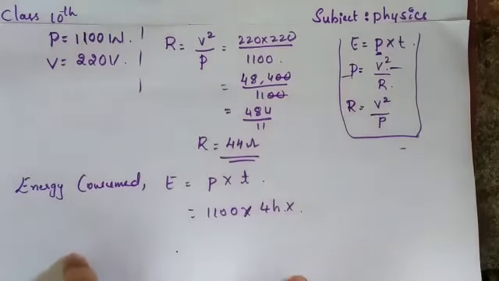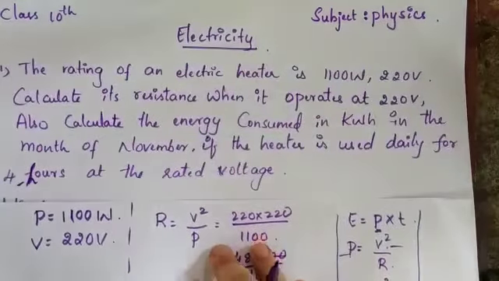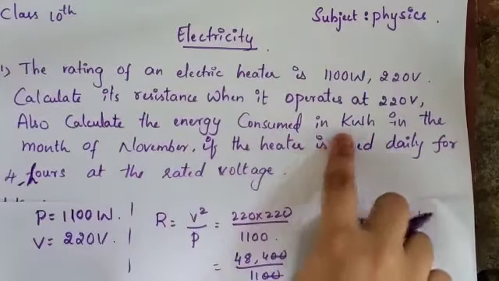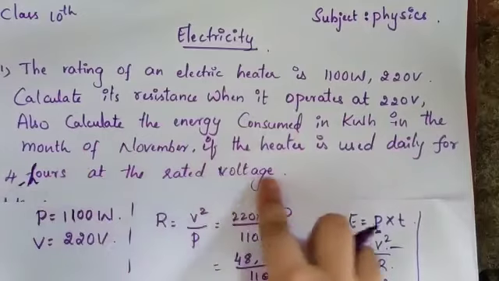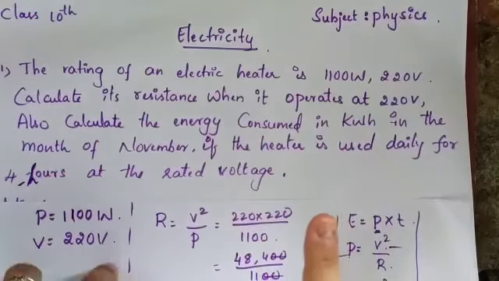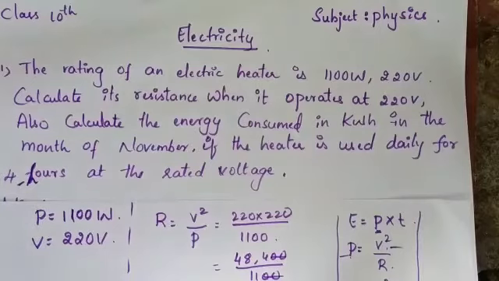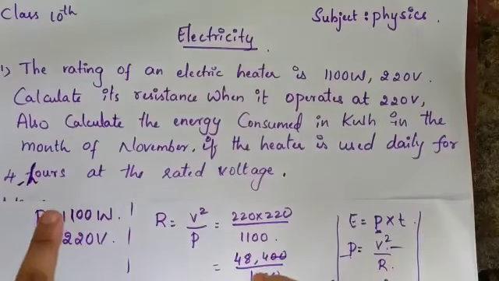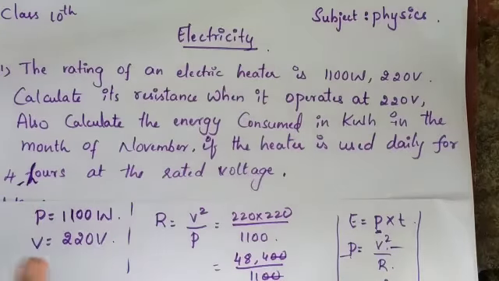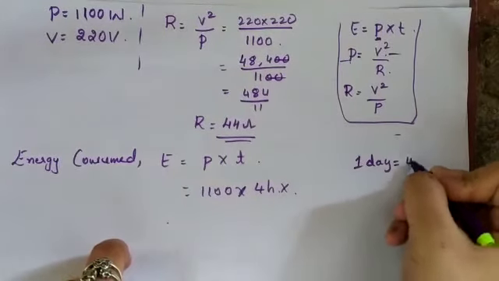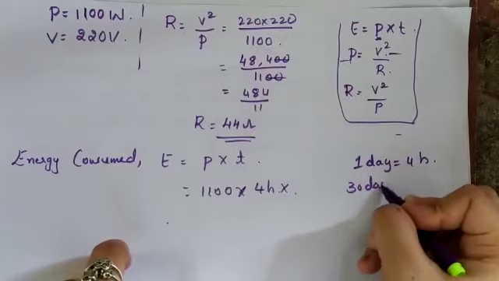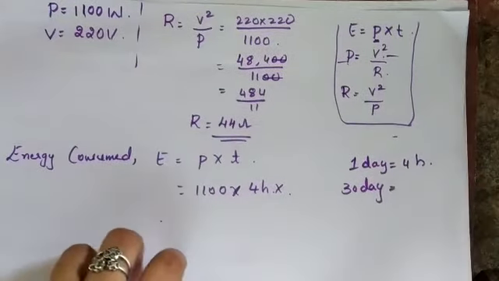Another concept will come here if you see the question: calculate the energy consumed in kilowatt hour in the month of November if the heater is used daily for 4 hours at the rated voltage. That means for one day the heater is used for 4 hours. It is not saying that it is for the whole month, it is for one day. So we have to find out for 1 month, that is November. For one day it is 4 hours, so for 30 days, I'll take 30 days, because for November we don't know whether it is 30 or 31.